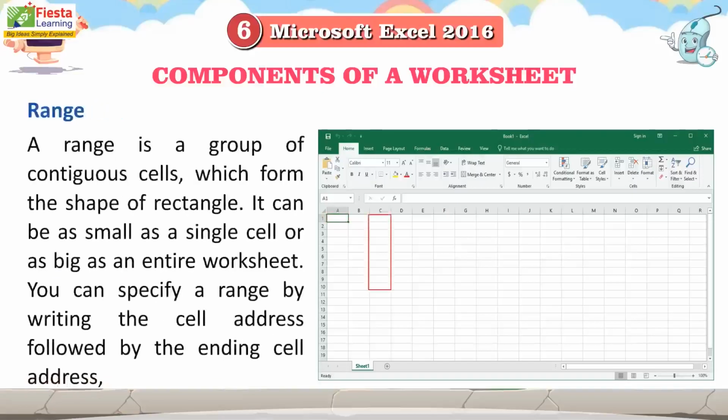Range. A range is a group of contiguous cells which form the shape of a rectangle. It can be as small as a single cell or as big as an entire worksheet.